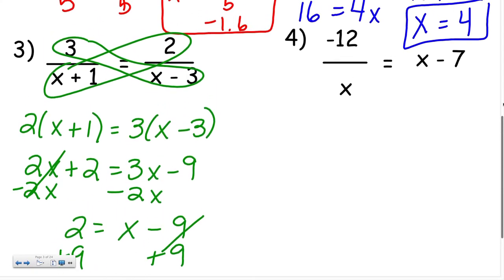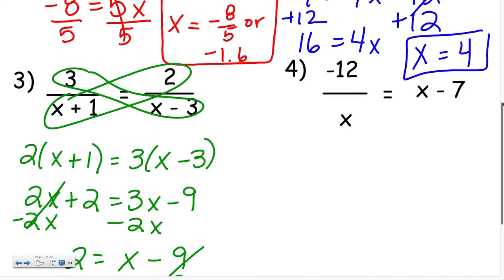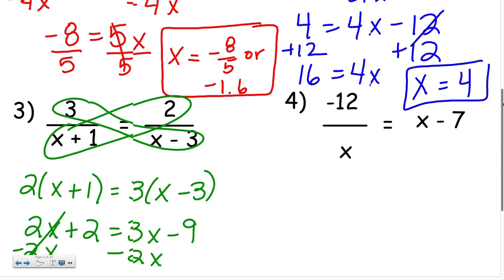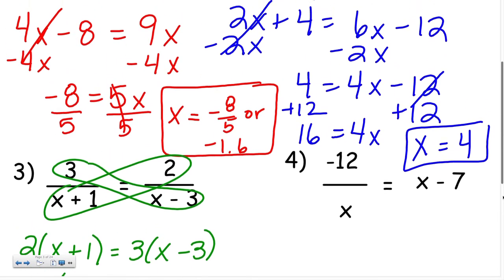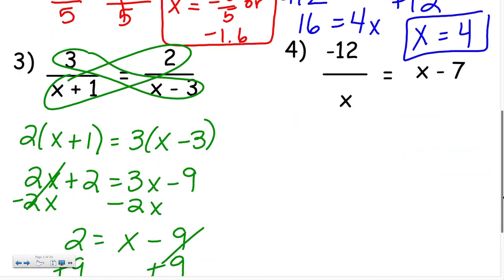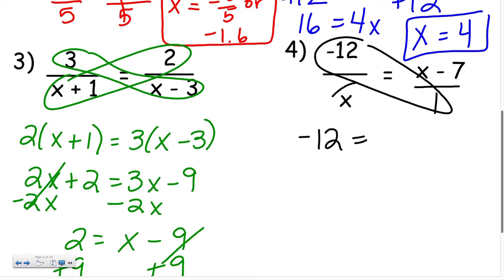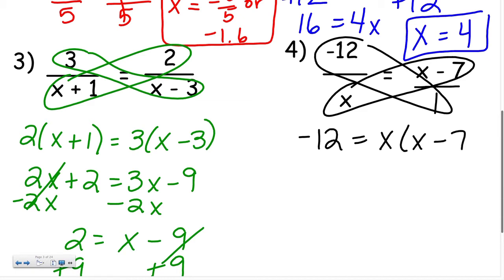Alright. Number 4 visually looks different because it's technically a fraction equals something that's not a fraction. But remember with fractions, anytime it's just a number all by itself, it's understood to be over a 1. So now we've actually got the visual fraction equals fraction. So we distribute out.